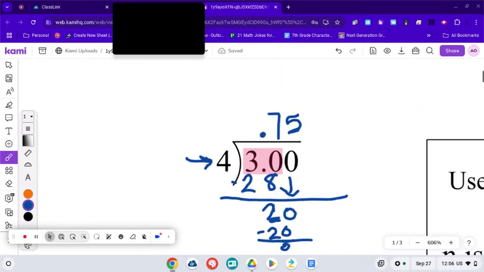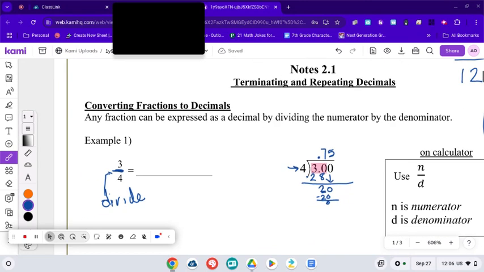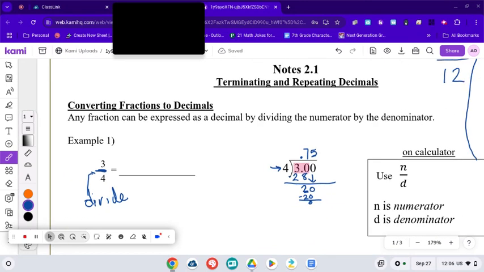Because we're done, this is what we would call a terminating decimal. 3/4 is 0 wholes and 75 hundredths, 0.75. Think about money. 0.75, 3/4 makes 75 cents, and sometimes you might hear people say this fraction as 3/4.